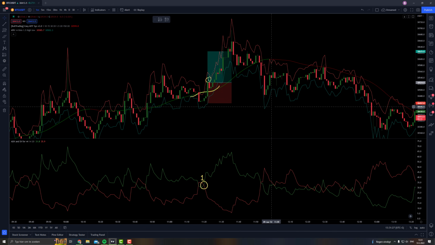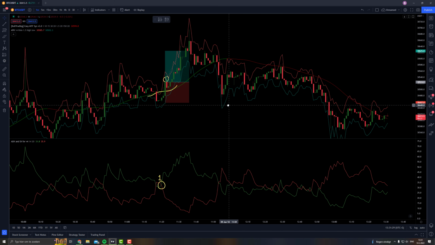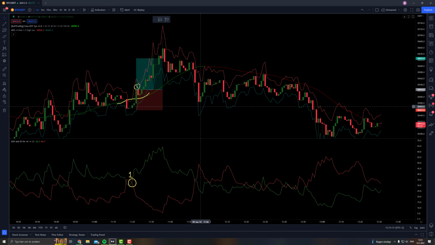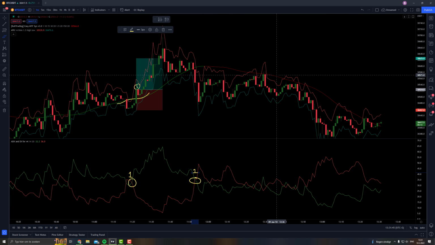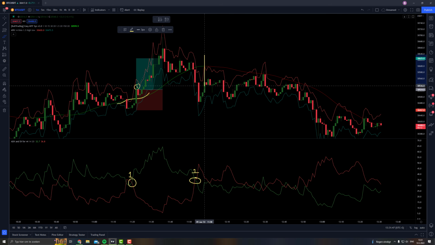And now let me show you a short position. So right here, I'll just go for the next one. When you see the green line cross underneath the red one, we have one confirmation. What is the second confirmation? We want the trend line to be red. So after this, we are looking for short positions.